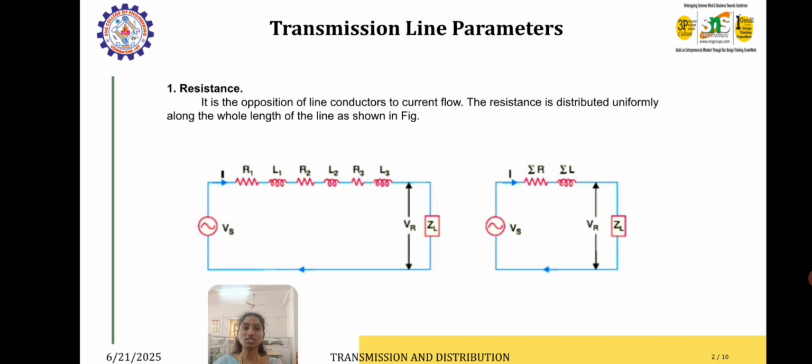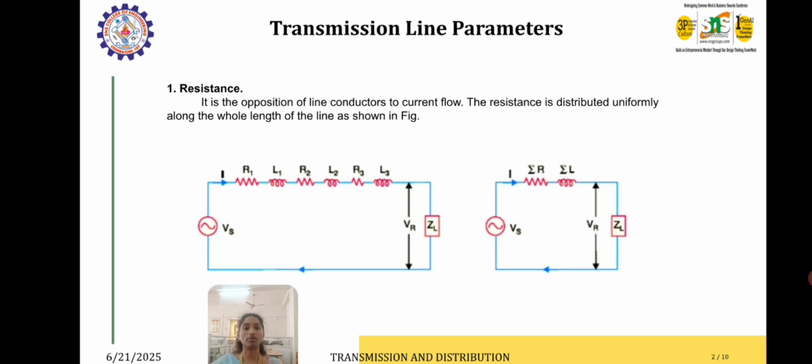The transmission line will have three parameters: resistance, inductance and capacitance. Without these, we will not be able to transfer the power from one place to another. So first we will deal with the resistance. As we all know, resistance is the opposition to current flow. So it resists the flow of current.